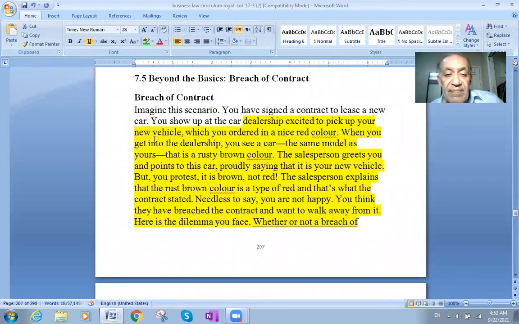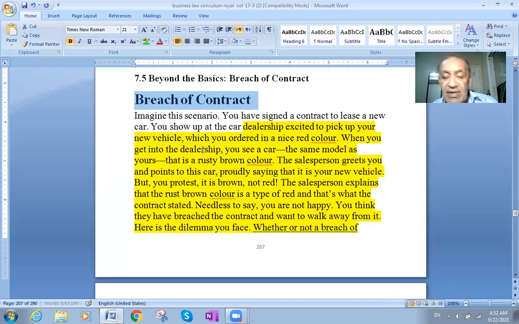Okay. The breaching of contract. What do we mean of breach of the contract? Imagine the scenario, you have signed a contract to lease a new car. You show up at the car dealership excited to pick up your new vehicle, which you ordered in a nice red color.